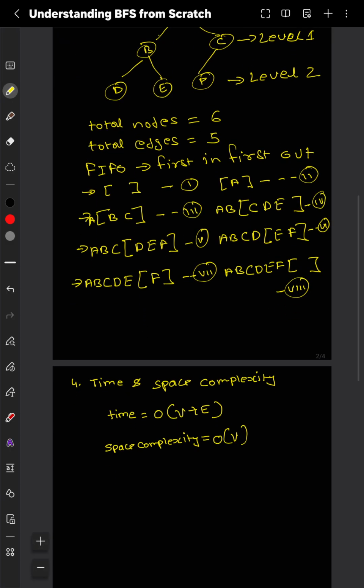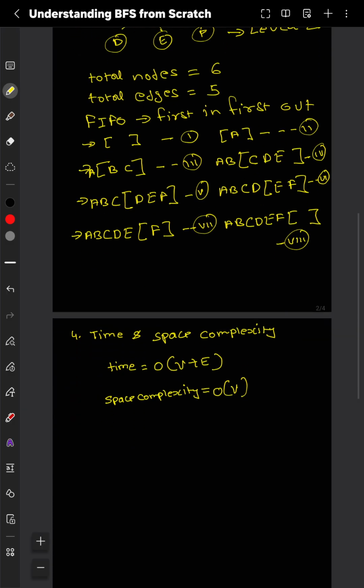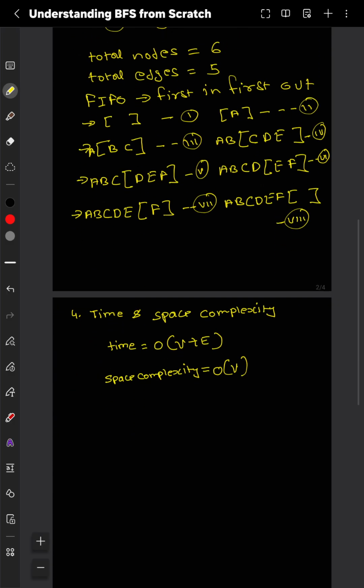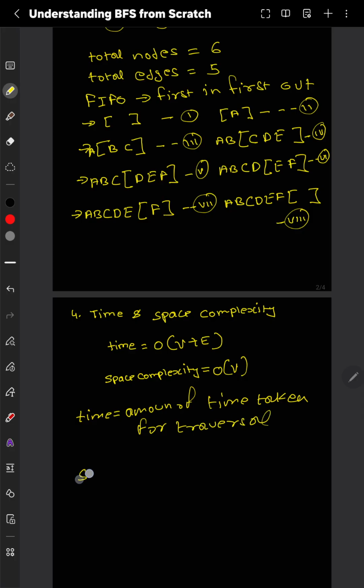Now when we implement BFS traversal algorithm, it's important to know about time and space complexity as well. So what is time and space complexity? Time is basically the amount of time taken for traversal, and space is equal to memory, the memory needed to store the nodes.